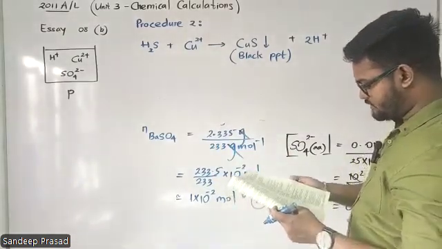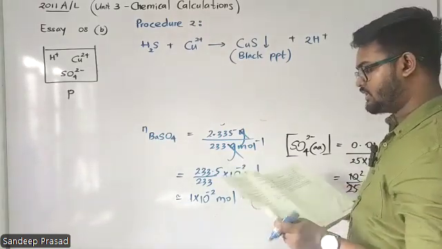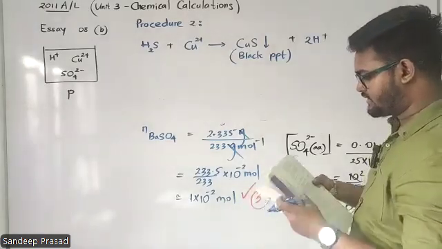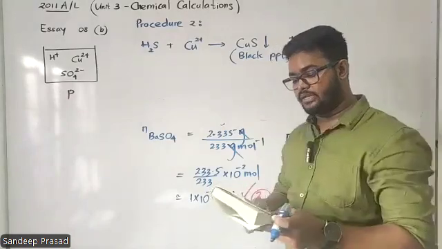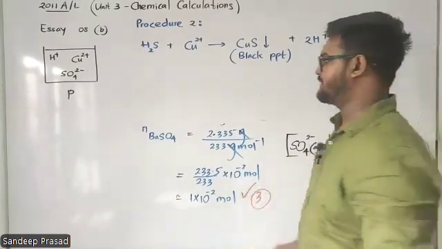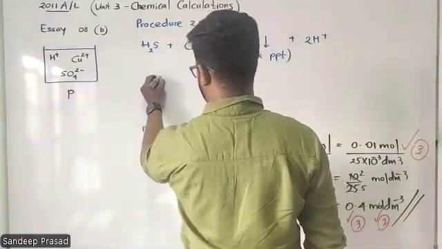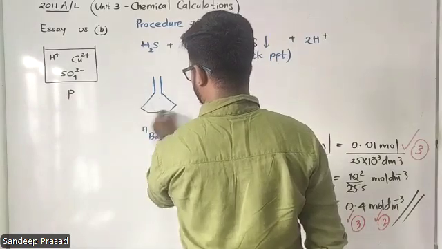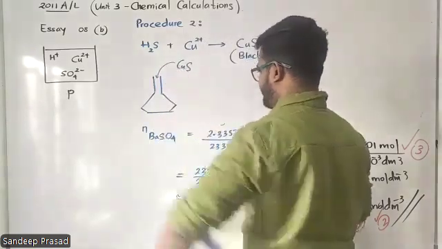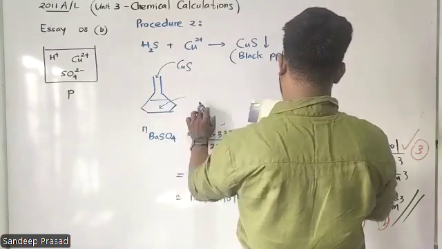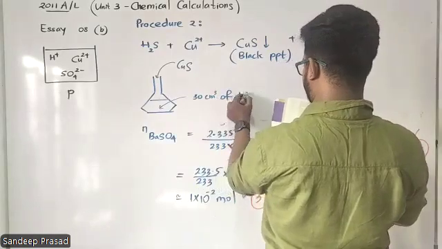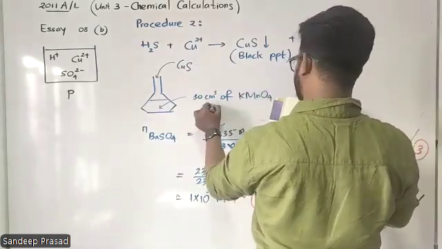The precipitate was transferred into a titration flask. Copper sulfide is added to the titration flask containing 30 cubic centimeter of 0.28 moles per cubic decimeter acidic potassium permanganate. We have a titration flask. To this titration flask, the copper sulfide precipitate is transferred. In this titration flask, they have given 30 cubic centimeter of potassium permanganate with the molar concentration 0.28.